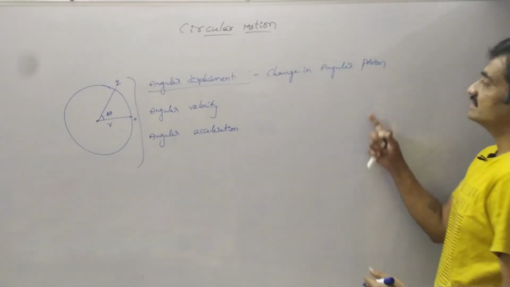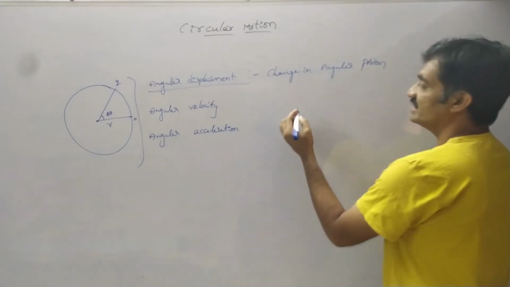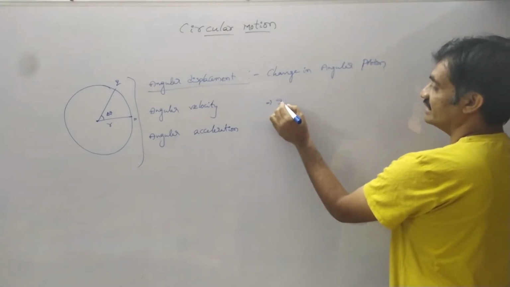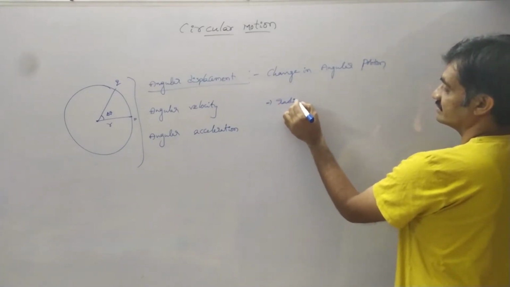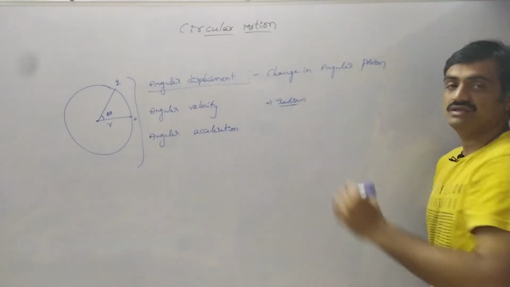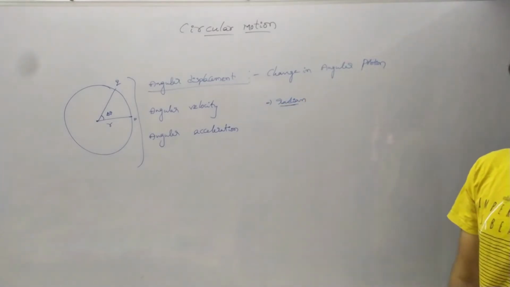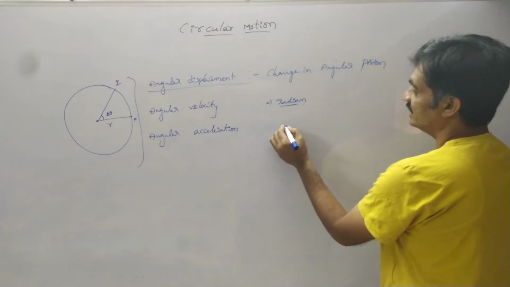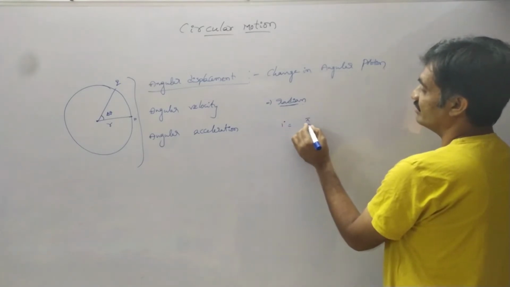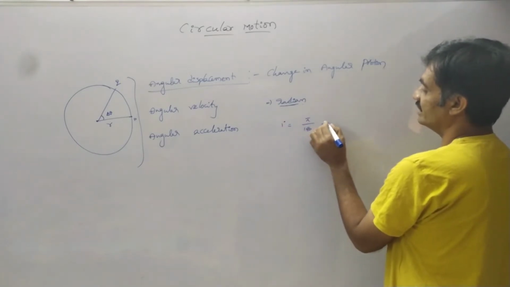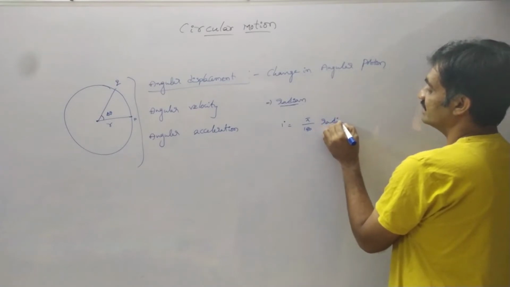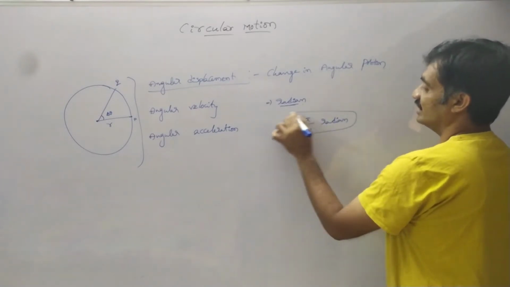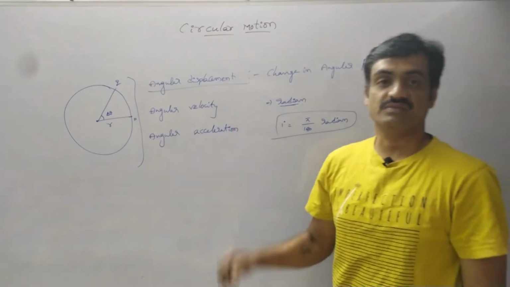The unit of angular displacement is radian, whereas 1 degree is equal to pi by 180 radians. In this way we can represent the values for angular displacement.